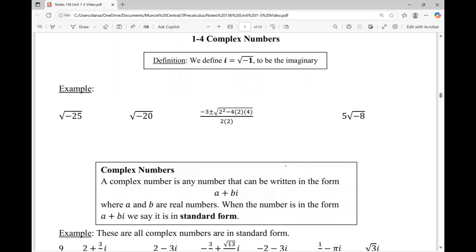Today, we're going to discuss a very important topic. This will come up for the rest of the class, and you will be expected to use these numbers as we continue through. This is complex numbers.